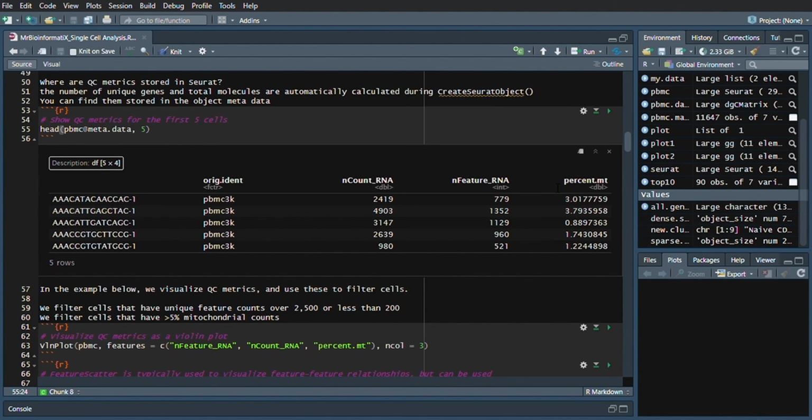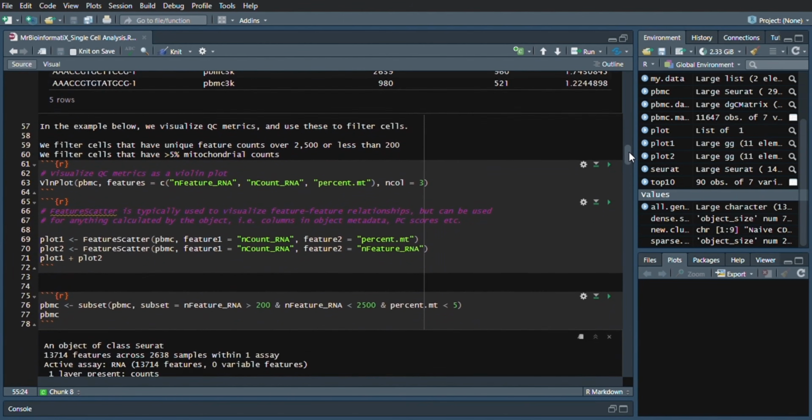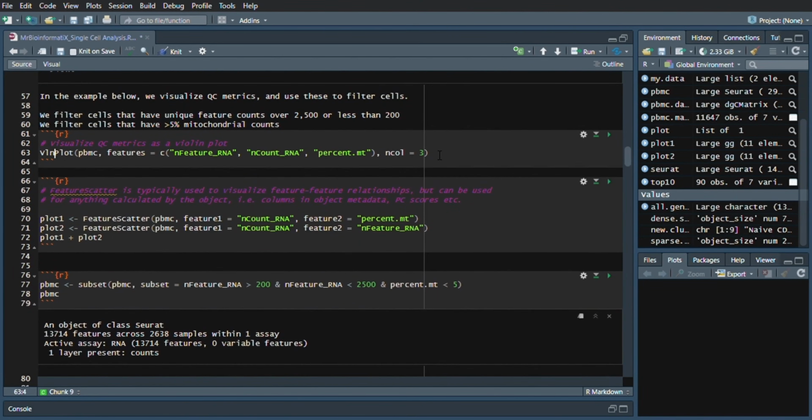And the last column, which is the column that we have added, is %.mt. Here, the percentage of RNA reads mapping to mitochondrial genes. So for example here, 3.01 means 3% for the first cell, and 3.7 for the second cell, and so on. So now let's visualize the QC metrics using violin plots. We write VlnPlot, and we put our data, PBMC, and features. We choose nFeature_RNA, nCount_RNA, and percent.mt. The number of columns is 3. Now let's run our code.